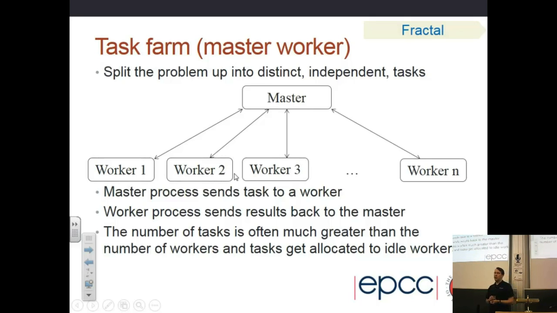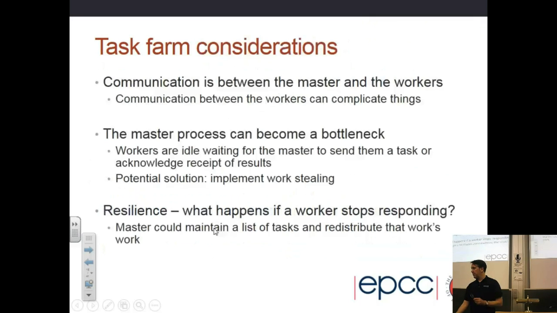A real scientific and technical program might have some phases which are like domain decomposition, other phases which are more like master worker. Modern, complicated applications have to tackle real problems, have to use multiple parallelization strategies, often in the same program. But this is a classic example, master worker, and there's lots of frameworks which will allow you to do this. But it's a classic example of how to parallelize a program.